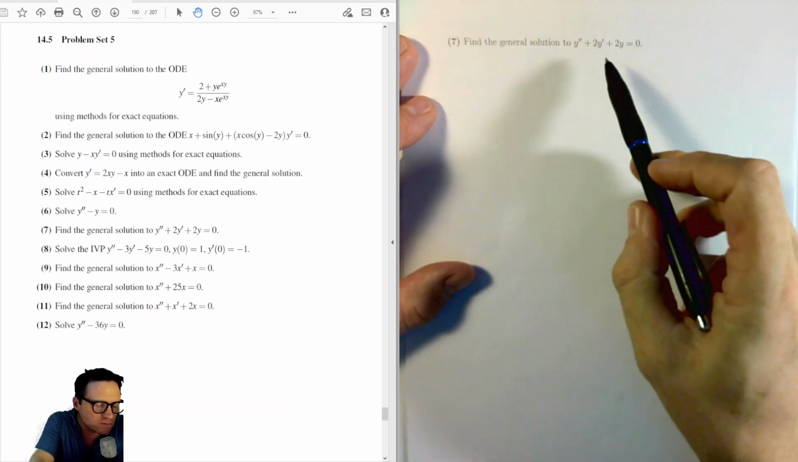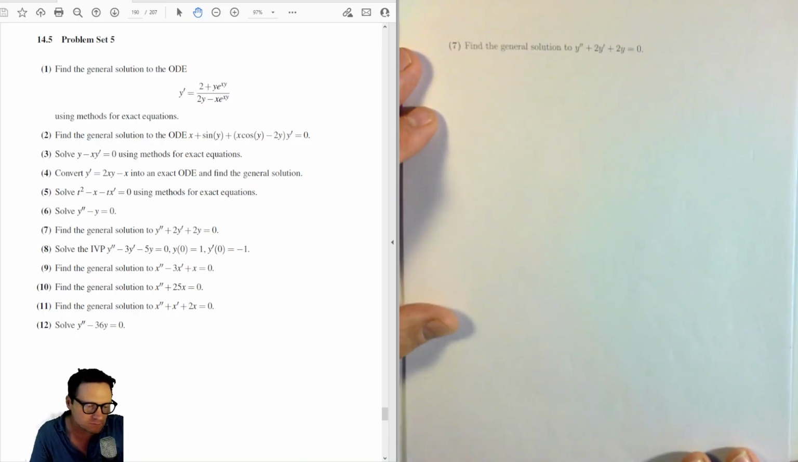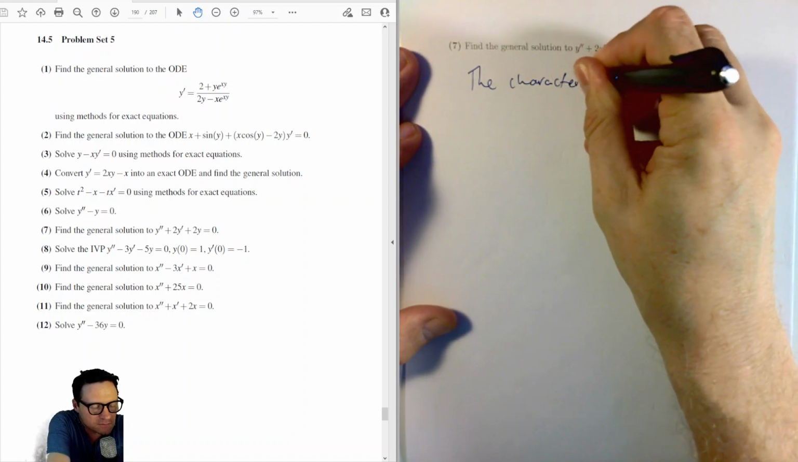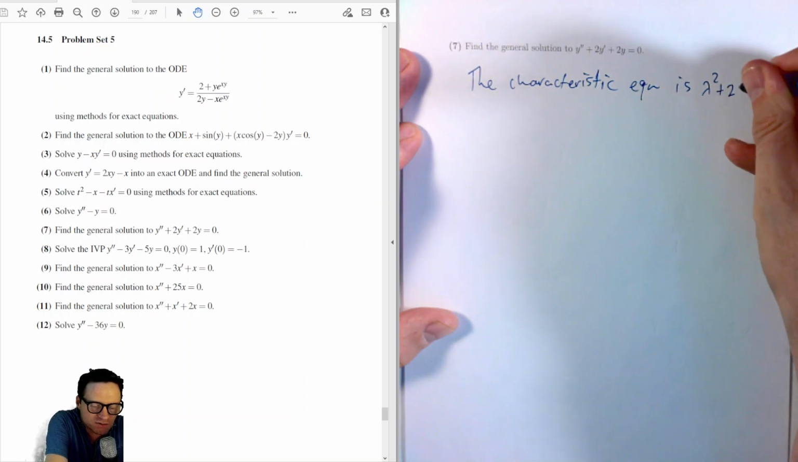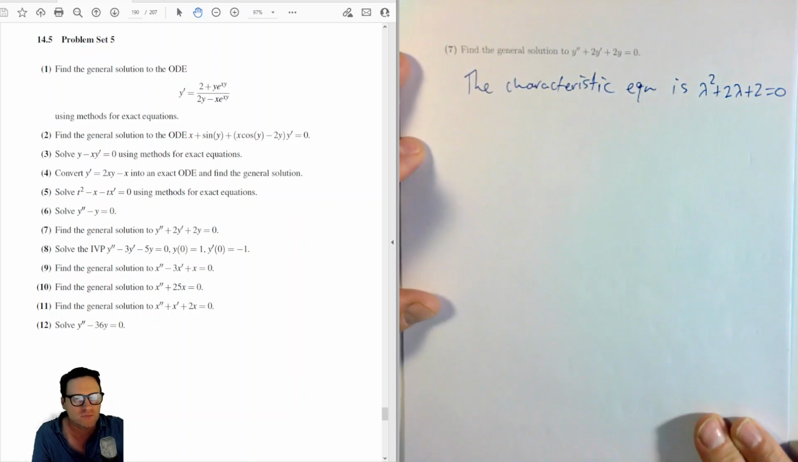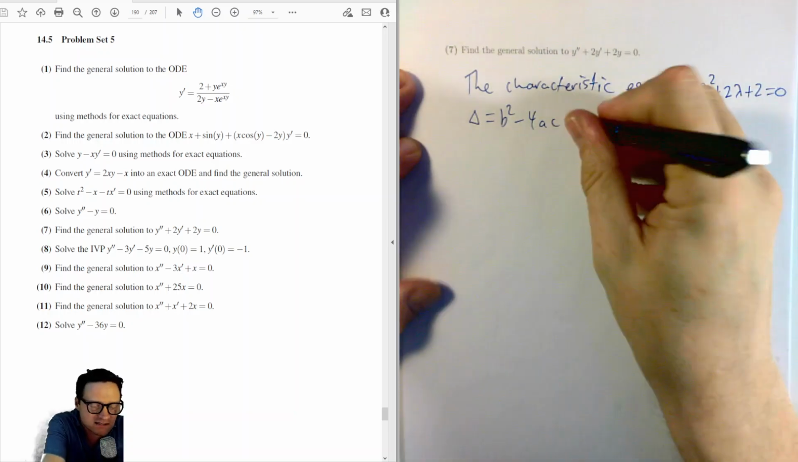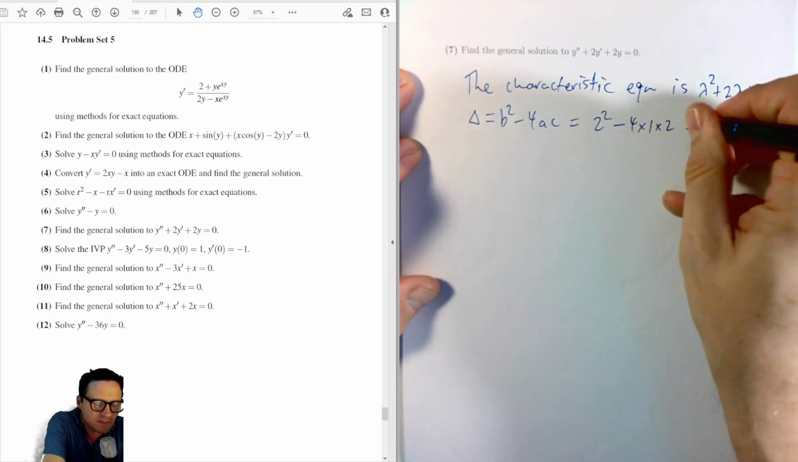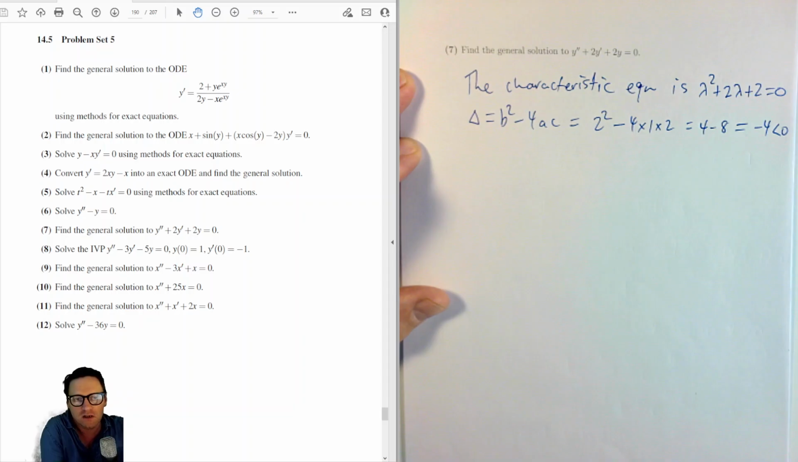And let's have a look at this. We have a y dash in this case, so we have coefficients 1, 2, and 2. All right, and so the first thing we want to write is the characteristic equation. So it's lambda squared plus 2 lambda plus 2 equals 0. Now let's form the discriminant delta. So delta is b squared minus 4ac. In this case, b is 2, so 2 squared minus 4 times 1 times 2. And so we have 4 minus 8 is minus 4, and that's negative. And since it's negative, we're going to have a solution that looks somewhat different.